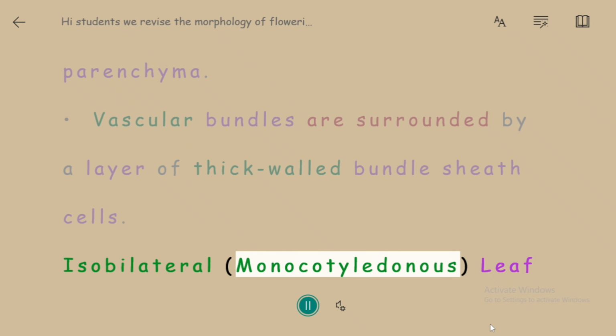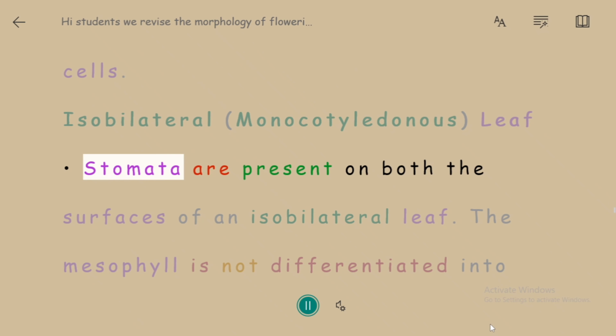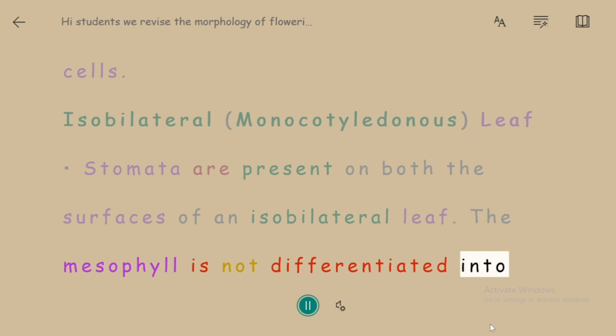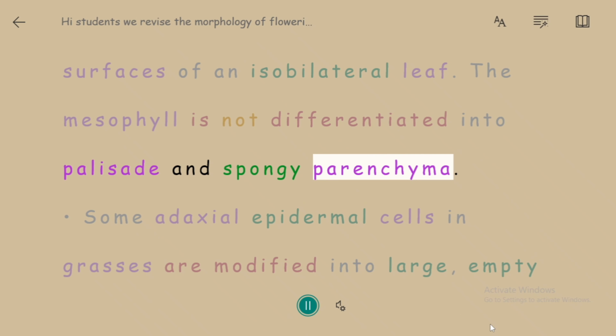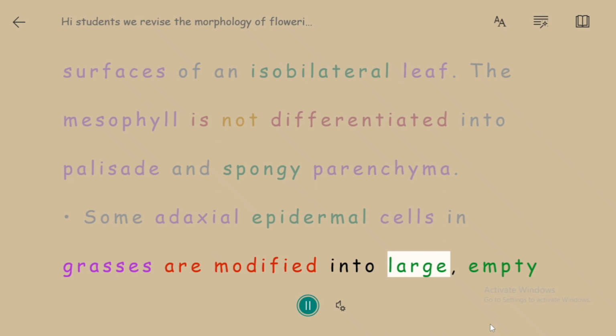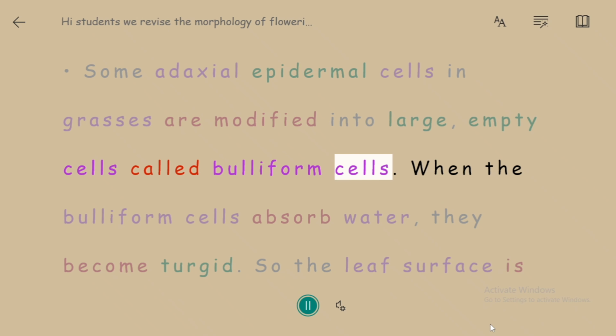Isobilateral, monocotyledonous leaf. Stomata are present on both the surfaces of an isobilateral leaf. The mesophyll is not differentiated into palisade and spongy parenchyma. Some adaxial epidermal cells in grasses are modified into large, empty cells called bulliform cells.